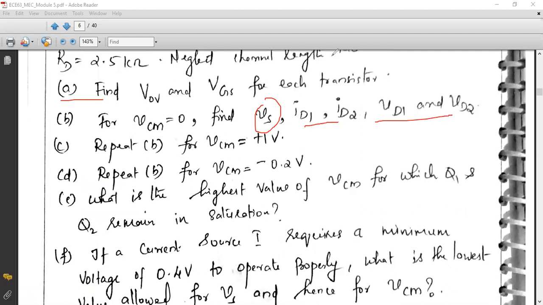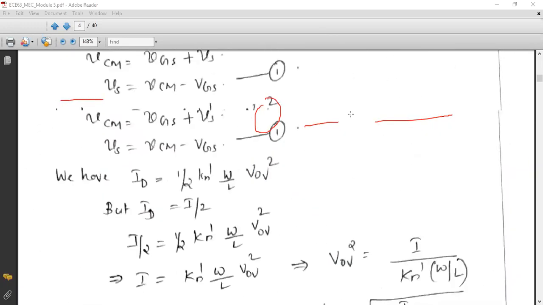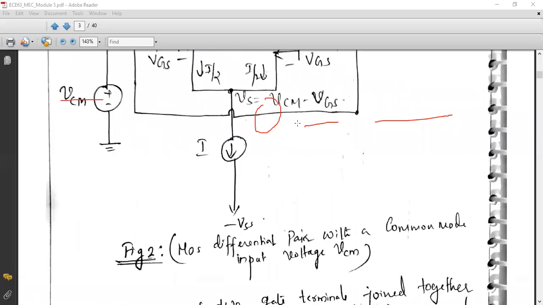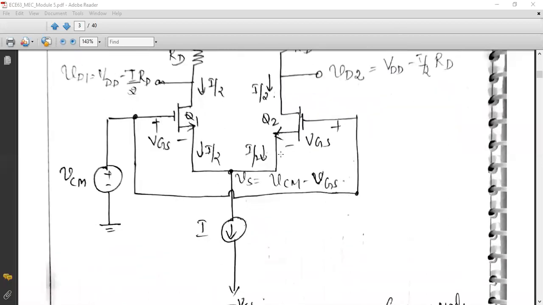Now coming to Vs. What is Vs, students? Refer to the circuit diagram of a differential amplifier and tell me what is Vs. Yes, Vs is VCM minus VGS, isn't it? If you remember the circuit diagram, it is very easy to write the equation. VCM is the overall common mode input. If you see this loop, this is the input. So if you subtract this junction voltage VGS from VCM, you will get the voltage at the source with respect to ground. So Vs is VCM minus VGS.